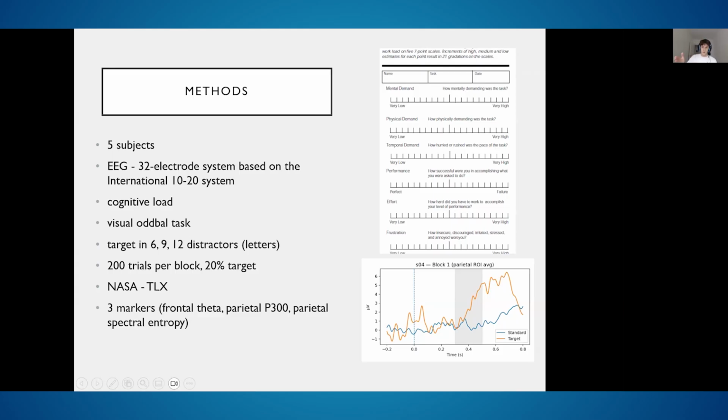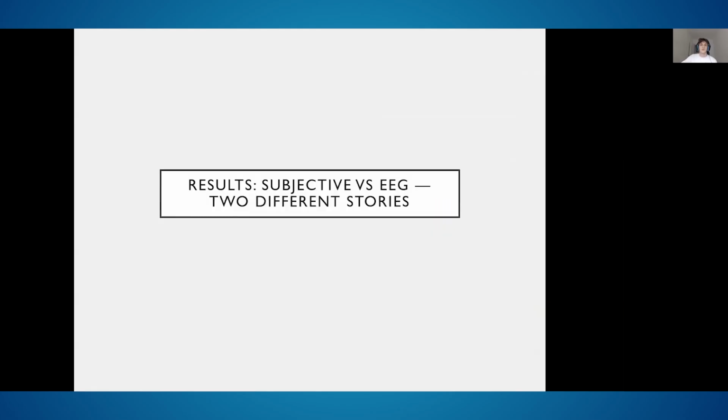And after each block, they were given a NASA TLX questionnaire, which measured cognitive load. You can see here, this is the first picture. And we measured 3 markers: frontal theta, parietal P300, and parietal spectral entropy. So this is where it gets interesting.